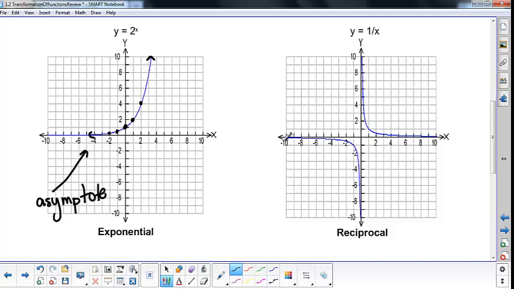Next we have our reciprocal function, 1 over x. Remember that we can never divide by 0. So the value at x equals 0 does create an asymptote.